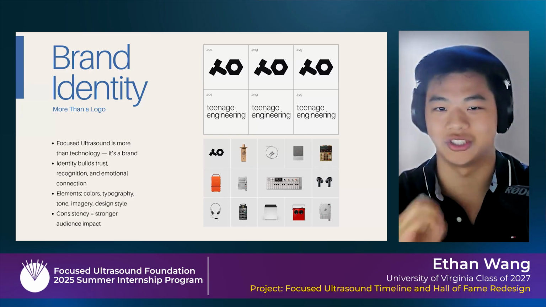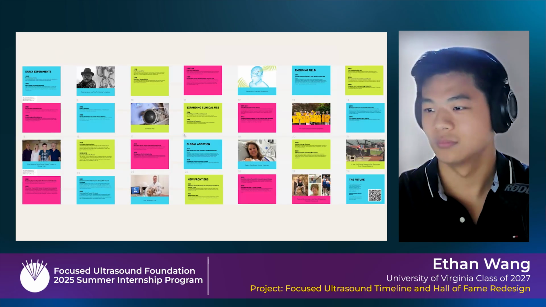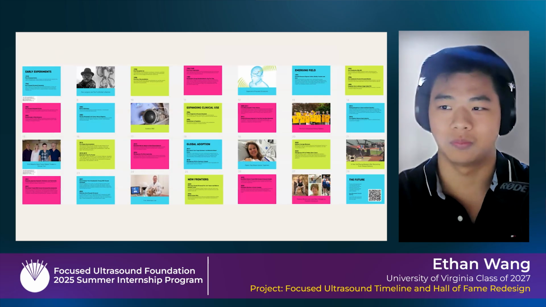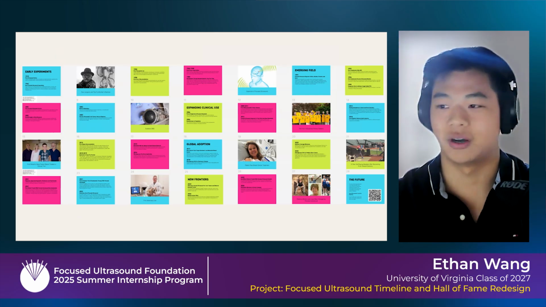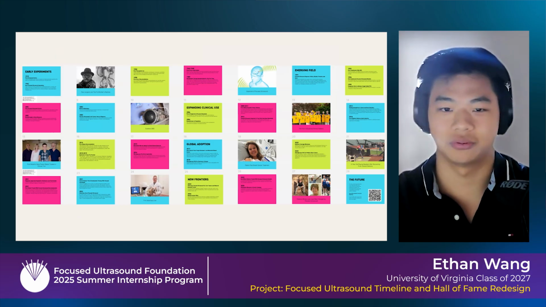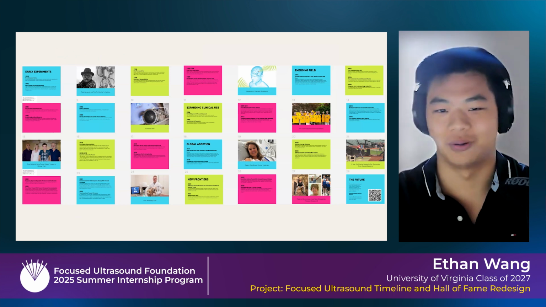And now I want to show off the final version of the timeline. So we ended up going with this bubble gum kind of color palette, a poppy color palette that corresponds with the foundation's colors. And some events were moved around and some pictures were changed. But yeah, this is the final product.